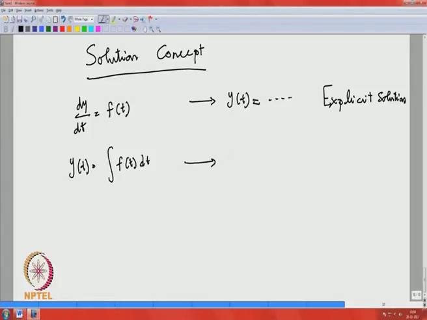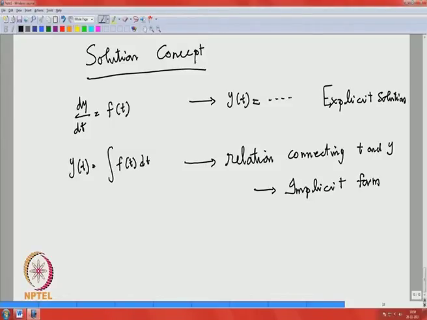What you may get is a relation connecting t and y. Even this may not be possible, that is why I said solution concepts are different. If you can get it here, and this is what the methods quite often restrict to, not beyond that. So, connecting t and y, and you will see examples as we go along, where you get relations connecting them. This is what is called the implicit form.